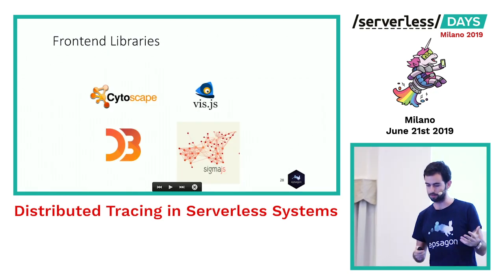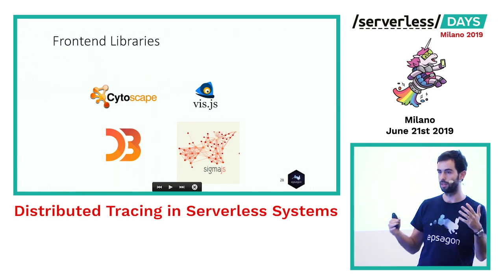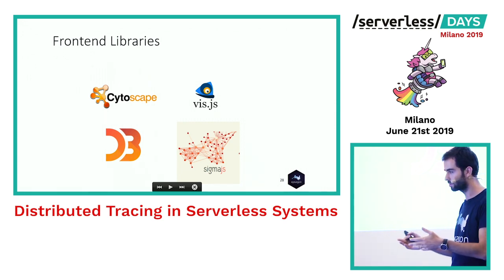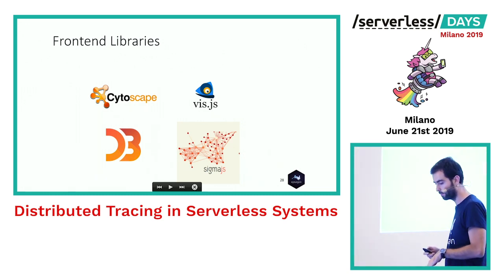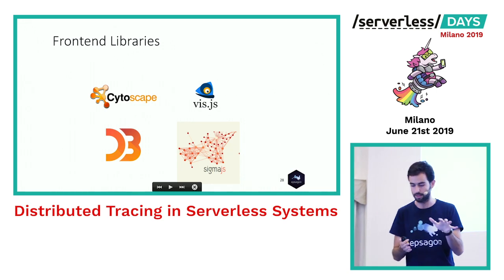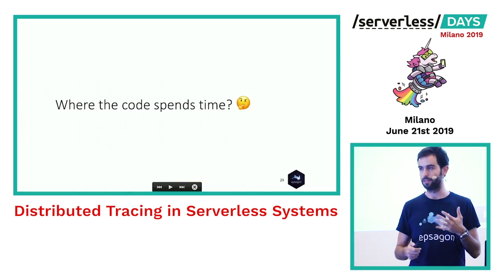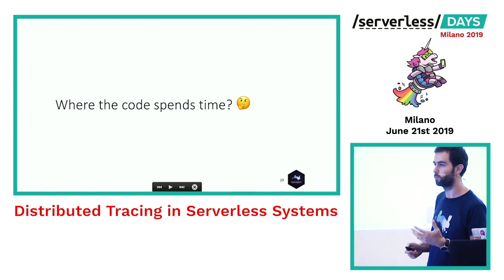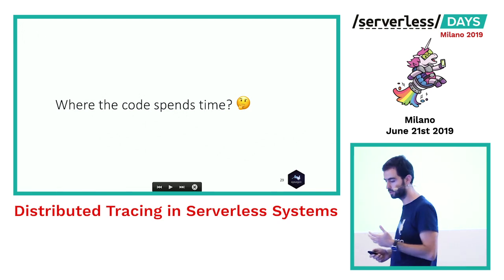And by the way, before diving into that, if you're interested in front-end libraries that allow you to build this kind of charts, Cytoscape, Viz.js, D3, and Sigma are great tools to accomplish that. But obviously, you need to give them the data. It won't scan your AWS account or your code. And the main question we left off with is where our code spends its time, why the customer is waiting a few seconds to get a response, what's taking so long.